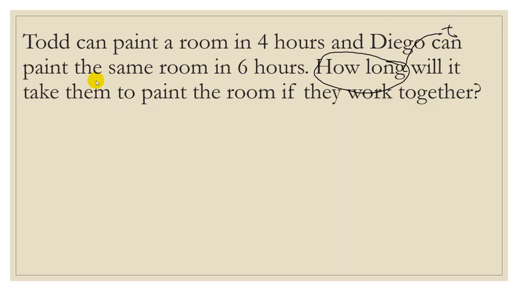Okay, so let's look at what's done maybe each hour. Each hour, Todd is going to paint 1/4 of the room because he can do a total room in 4 hours, so each hour he must be doing 1/4 of that. So in other words, just take the reciprocal. We could do the same thing for Diego's work. Since Diego takes 6 hours to complete a room, he would do 1/6 of a room in an hour.